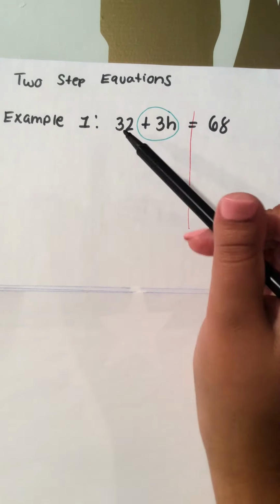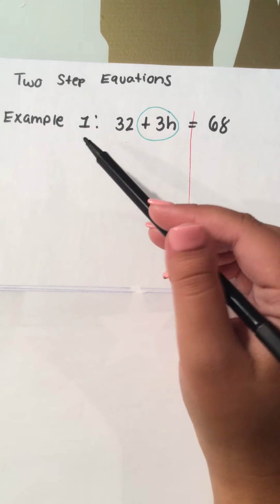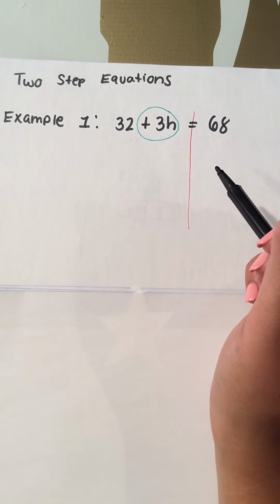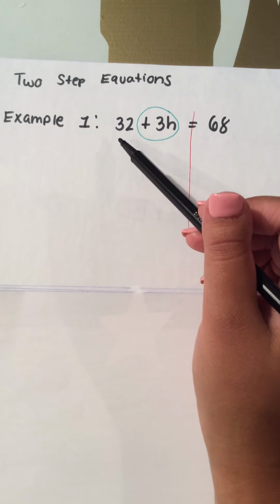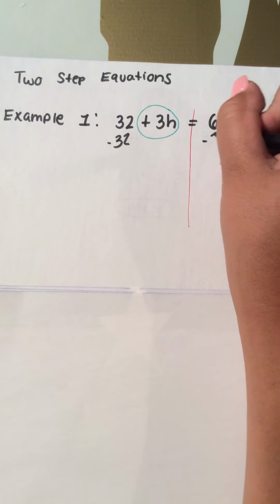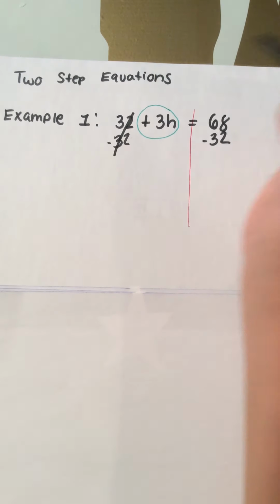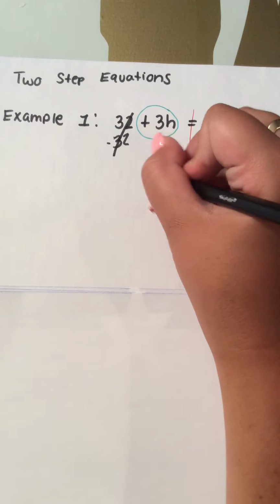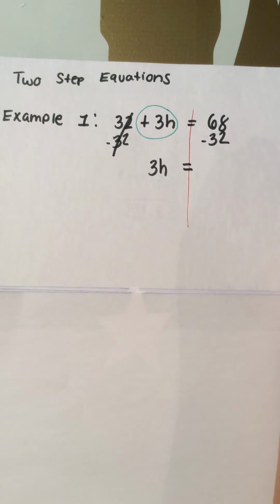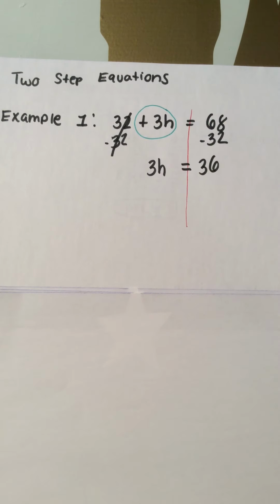So think about it like this: which one of these does not have the variable? In this case, it's 32. So 32 needs to get kicked out right away, first thing to go. Now 32 is positive, so to undo it I'm going to subtract 32 on both sides. 32 minus 32, gone. I bring down the 3h because I didn't touch it. Remember, whatever I do to this side, I have to do to this side. So 68 minus 32 is 36.